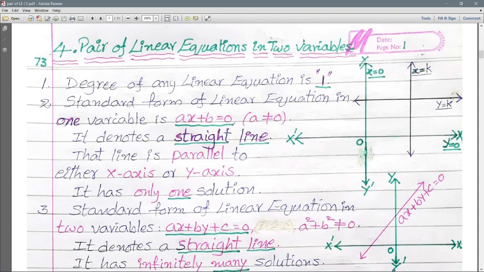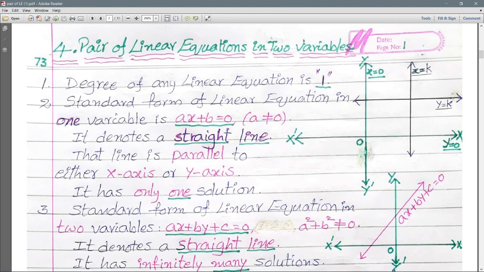Second point is from 8th class. The standard form of a linear equation in one variable is ax plus b is equal to 0, where a is not equal to 0. Here a and b are arbitrary constants and x is the only variable. Its degree is 1, that means the exponent is 1, so it is called a first degree equation in one variable. It denotes a straight line. That line is parallel to either the x-axis or the y-axis and it has only one solution.